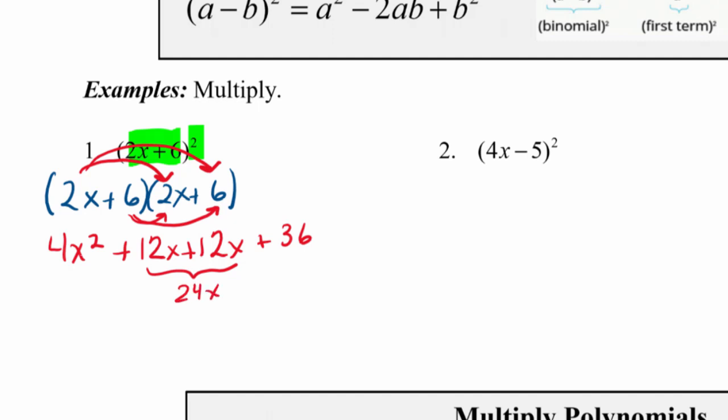So squaring a binomial, you will get a trinomial. You will get 3 terms as an answer. So you want to be really, really careful when you see these binomials to be squared that you get 3 terms. Now I want you to see the pattern.